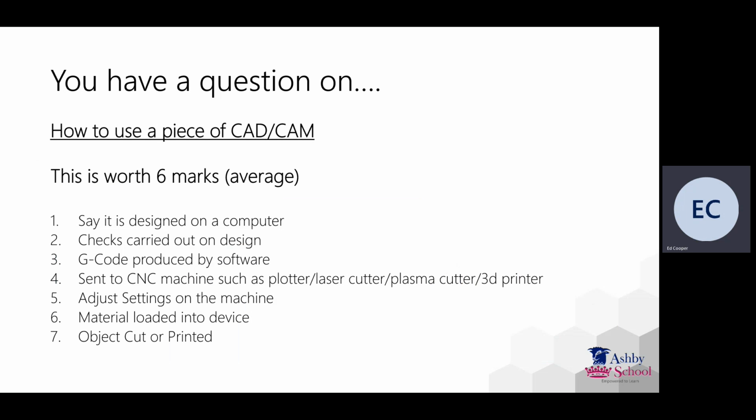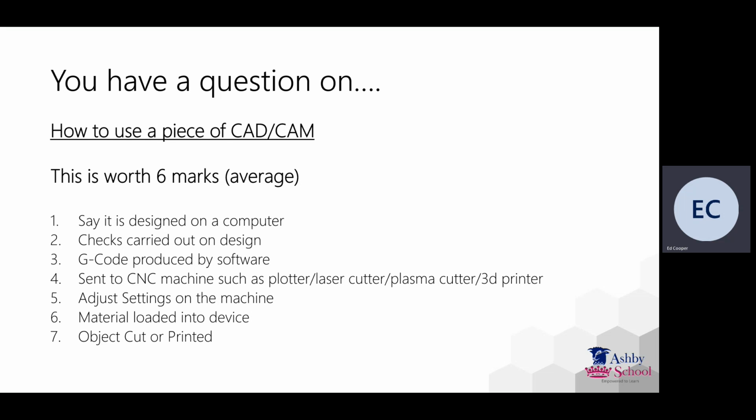How to use a piece of CAD CAM machinery. So it's normally around 6 marks on average. Okay, so if we think about bullet points, 6 marks, let's bullet it through and let's say, right, let's aim for 6 or 7 pieces or statements, and then you should have that covered.